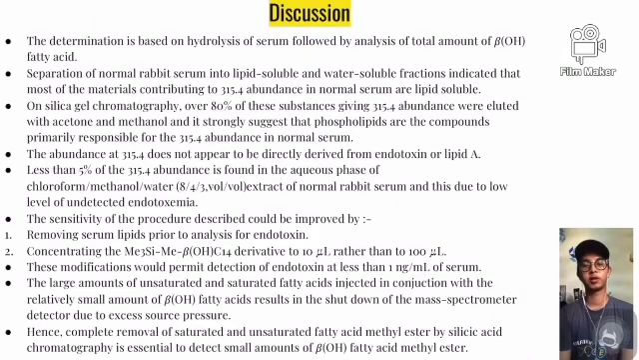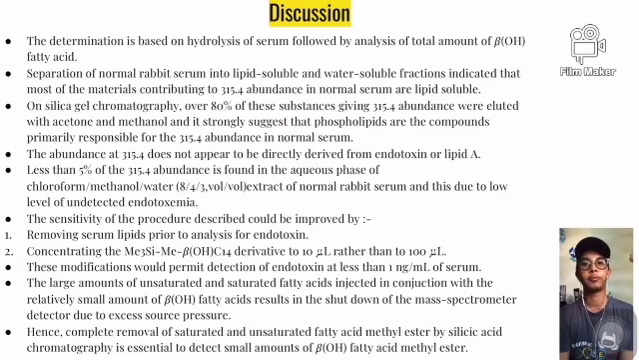Discussion. The determination is based on hydrolysis of serum followed by analysis of total amount of beta hydroxy fatty acid. Separation of normal rabbit serum into lipid soluble and water soluble fraction indicates that most of the material contributing to 315.4 abundance in normal serum is lipid soluble.